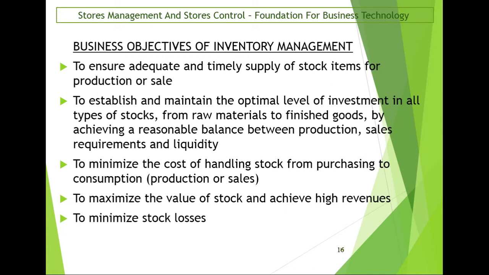When people set up a business, their main objective is to make money. So when we are talking of stock management and the objectives from a business point of view, we are looking at how we can make our stock to give us the most money, in other words, to make us the most revenue, or how we can save money through the way that we handle the stock. So that is the business side of the objectives.